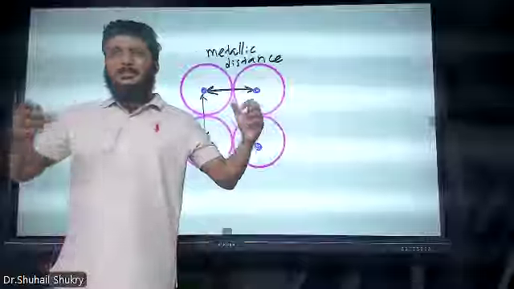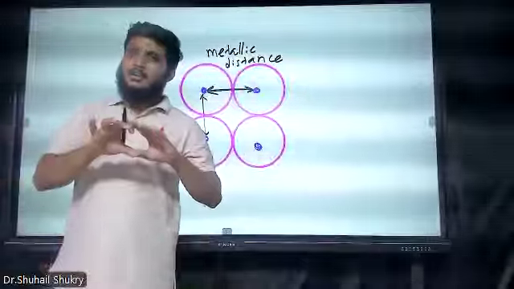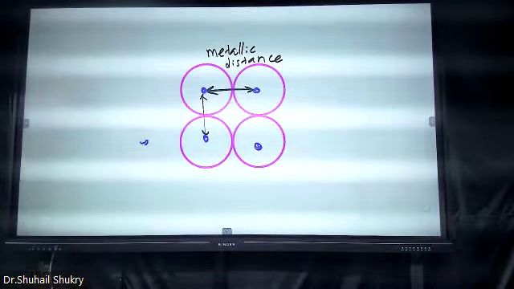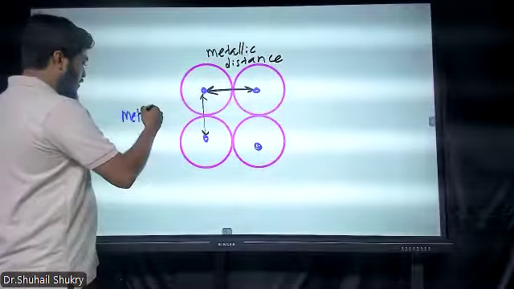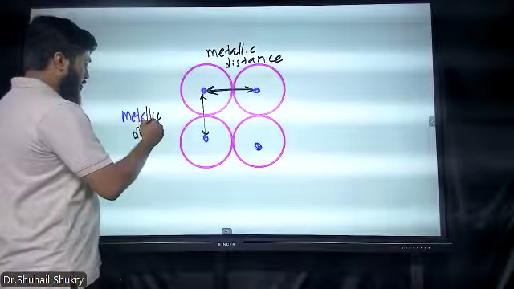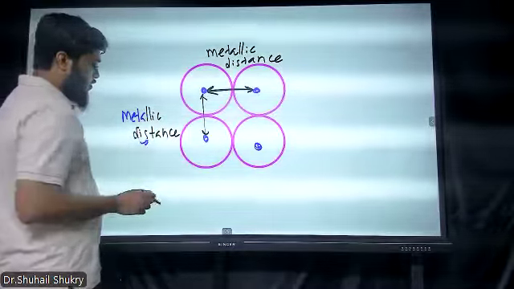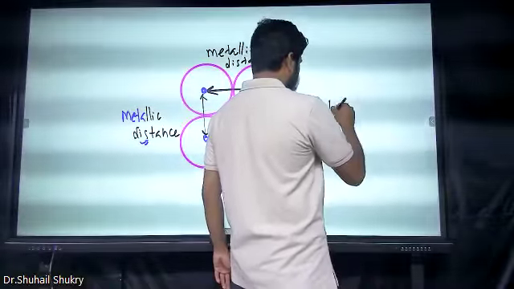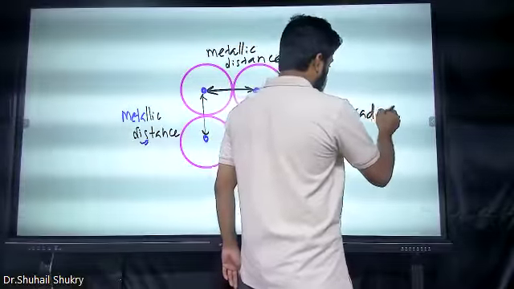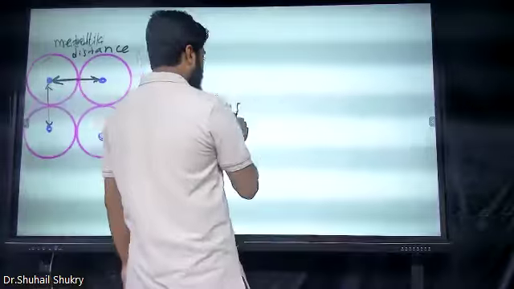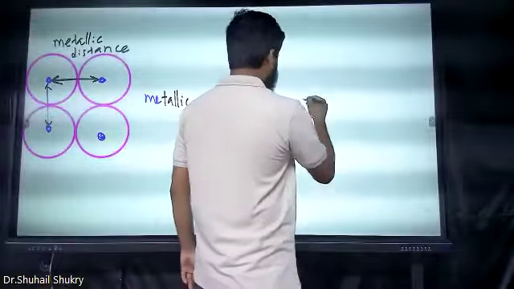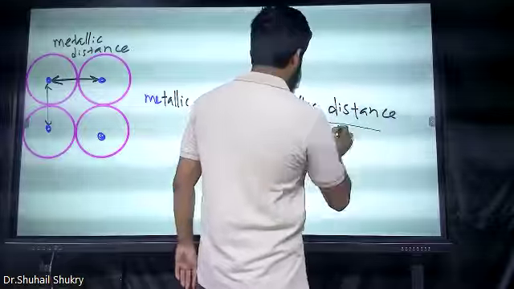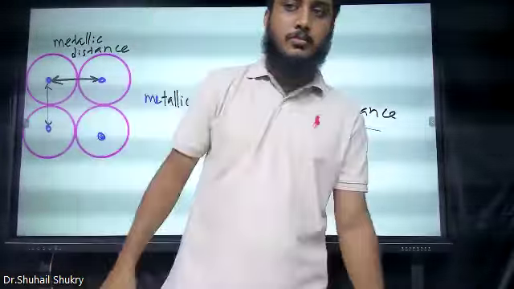Van der Waals means intermolecular distance. Covalent means intramolecular distance. Here we can say metallic distance. So the metallic radius is the metallic distance divided by two.